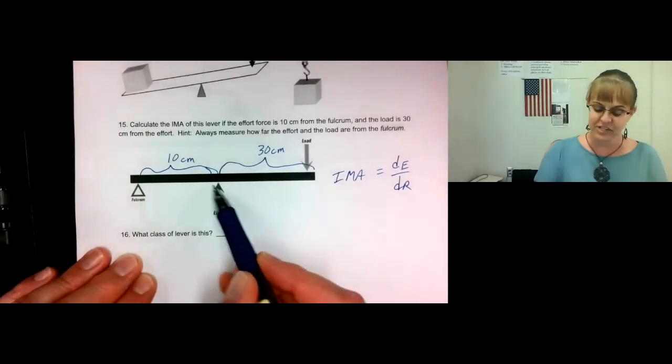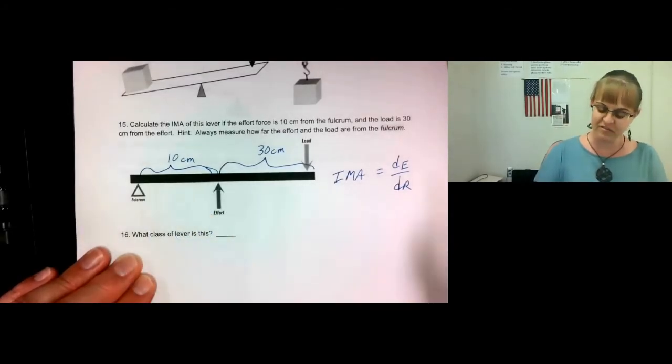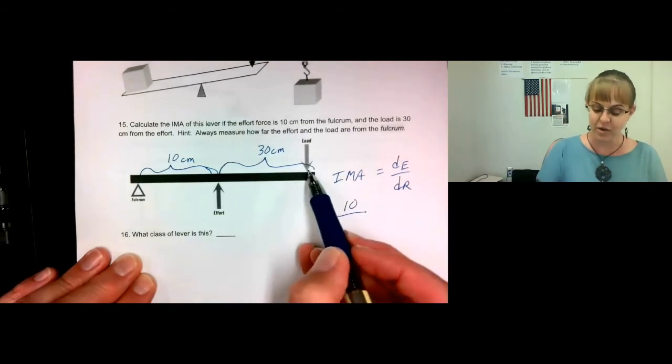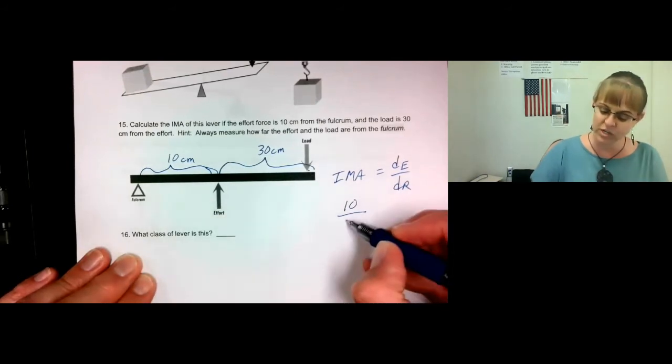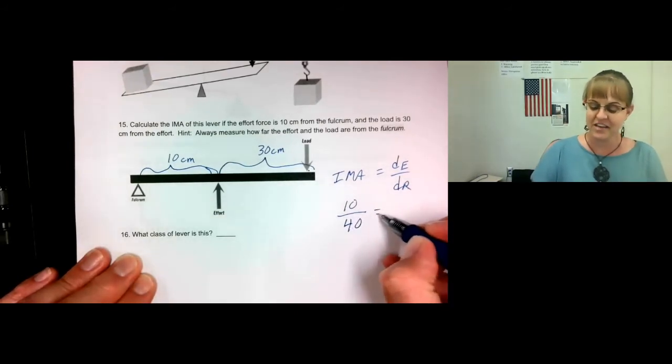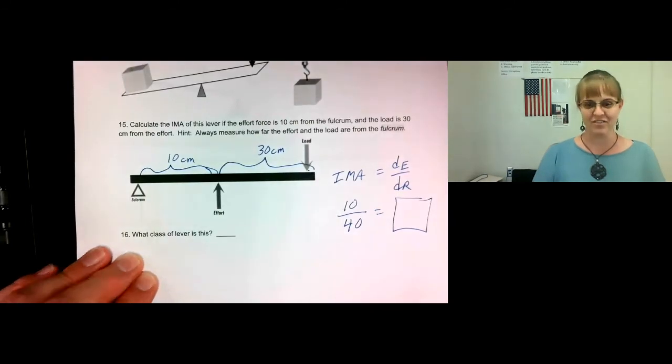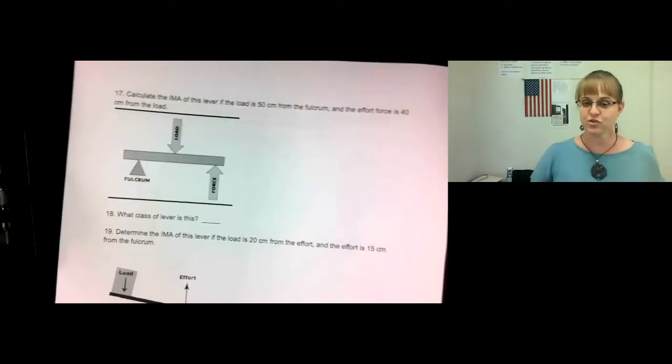So our effort is 10 centimeters away from the fulcrum. That's 10. Our resistance, our load, is 30 plus 10 centimeters away, which is 40 centimeters. Now do your math, and you will have your answer. You try number 16 through 20.